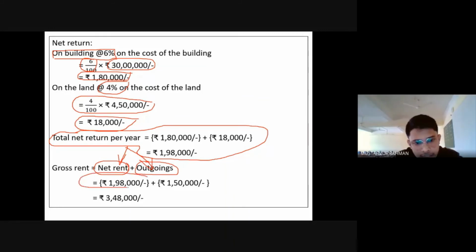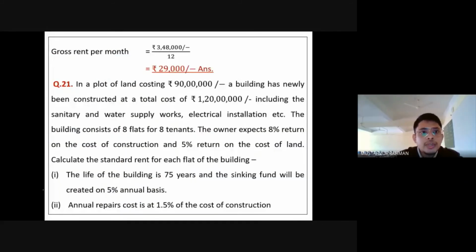This has to be covered by the gross rent. In total, this has to be covered. So we add them up, and this is the total amount of money that has to be generated through rent in a year. Now, finally, we divide it by 12 to find out what is the monthly rent. Okay, very easy. Then we will see another problem.